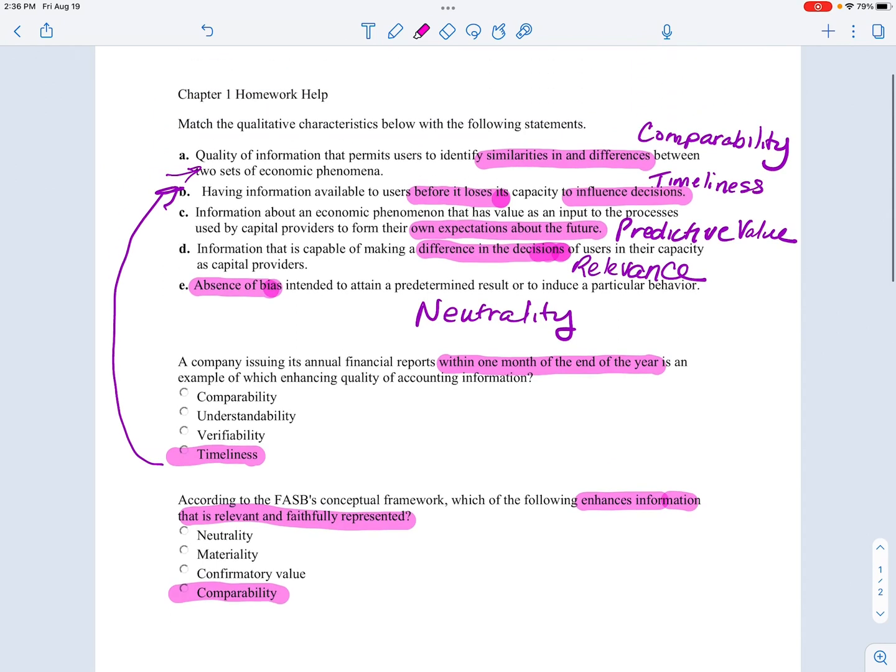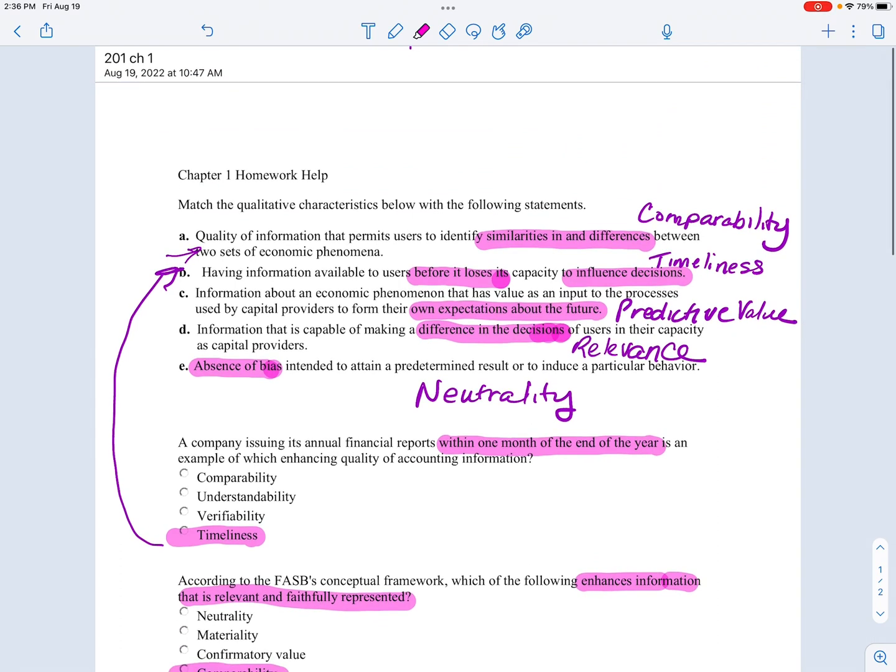So hopefully that helps. Again, chapter 1's a little bit more simple. Hopefully this will get you started, and let me know if you've got any questions.